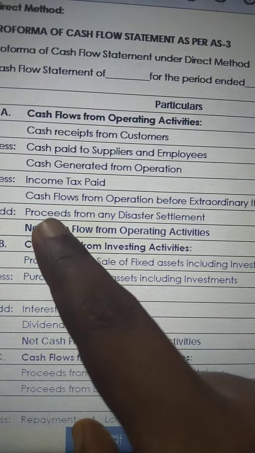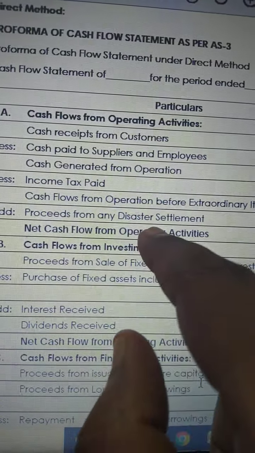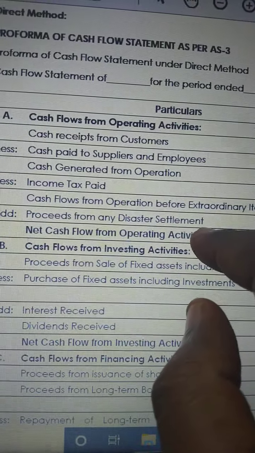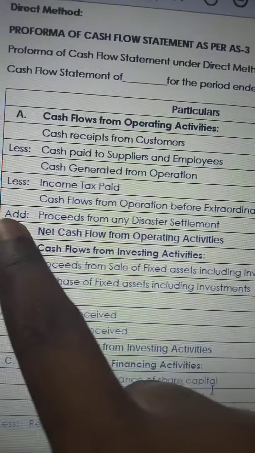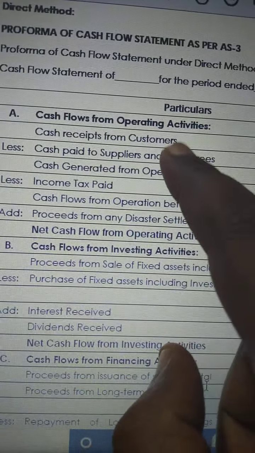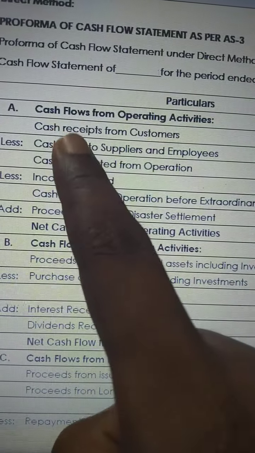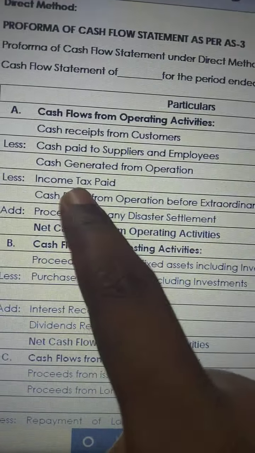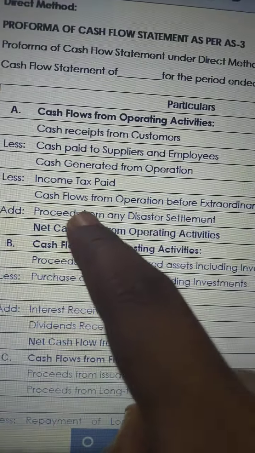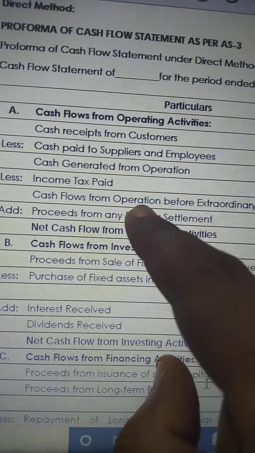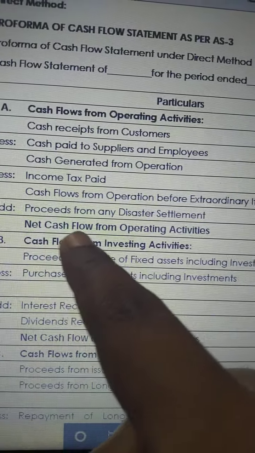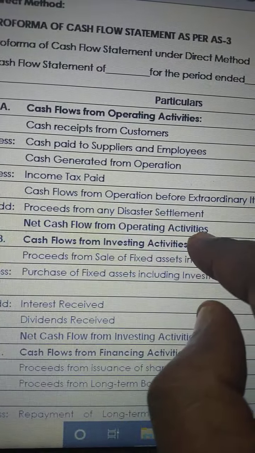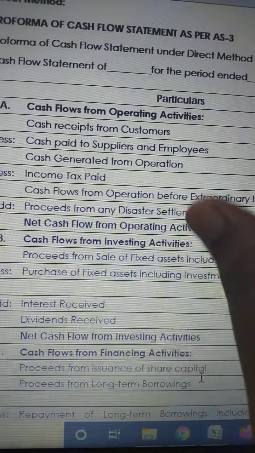Then here they mentioned extraordinary items like disaster settlement, insurance claim, proceeds from disaster settlement. They are adding the insurance claim because it is an extraordinary item. So whatever you receive from customers, minus whatever you paid to suppliers and employees, then minus income tax paid, then adjust for the extraordinary item, and you will get the net cash flow from operating activity. Then your operating activity is over.